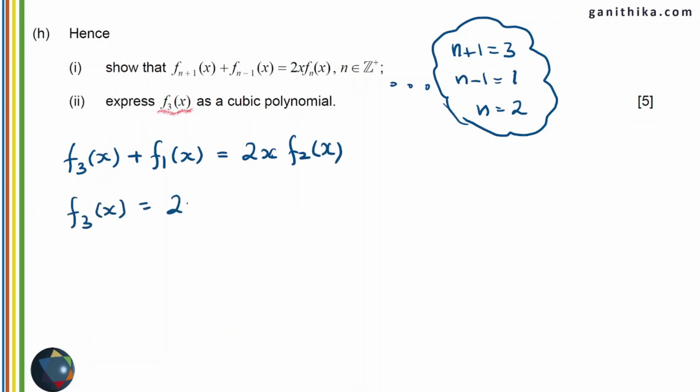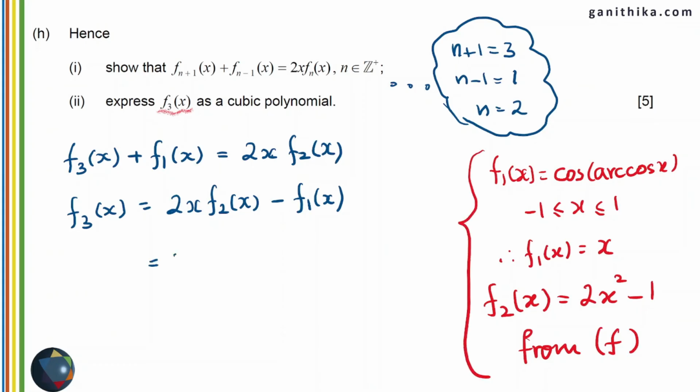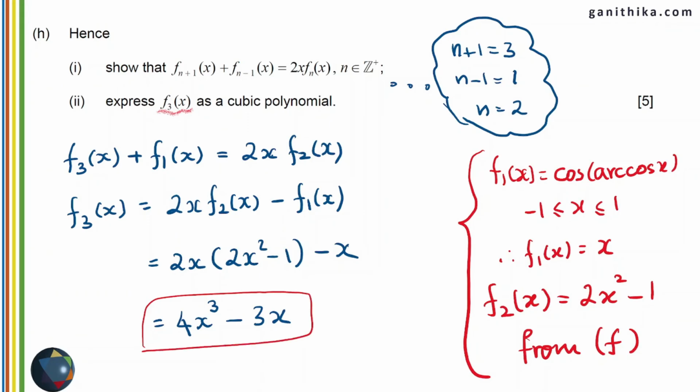And we know what is F1 of x and F2 of x. F1 of x is cos inverse of x, which is equal to x because of the domain given. And F2 of x, just now we proved that it is equal to 2x square minus 1. Therefore, substituting these two values into here, we get the final expression as 4x cube minus 3x. And this is the end of this paper. I hope you understood all the questions and you understood how to think for these type of questions.